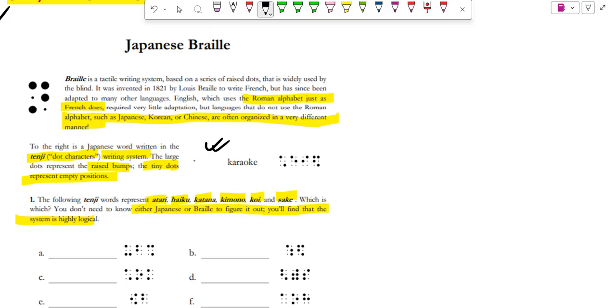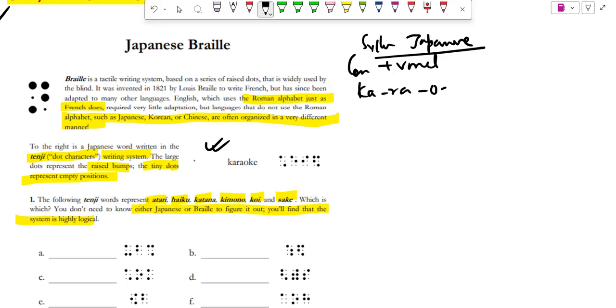Notice a big structural rule in Japanese. Japanese words are not built letter by letter like English. They are built on syllables, often in the form of consonant plus vowel. So this is the syllable structure of Japanese. The example is karaoke: ka, ra, o, ke. And likewise sake, or kimono.